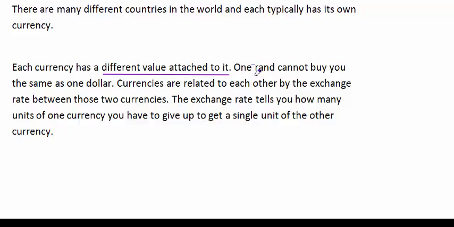1 rand cannot buy you the same as $1. Currencies are related to each other by the exchange rate between those two currencies. The exchange rate tells you how many units of one currency you have to give up to get a single unit of the other currency. Let's take a look at a couple of examples.